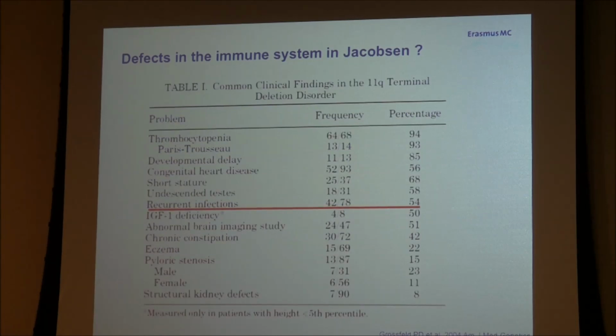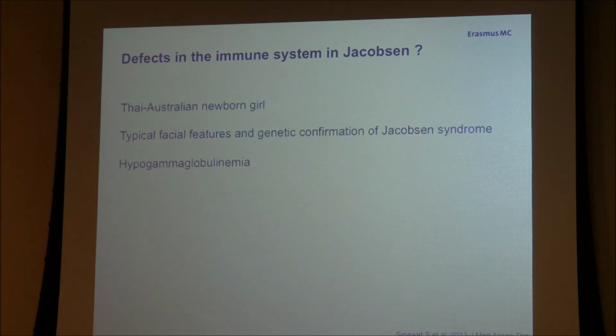And if you go back in literature, an example of a table from a publication by Paul. In 2004, it was demonstrated that indeed in 78 patients analyzed, 42 of the patients had recurrent infections. So a majority of patients with Jacobsen syndrome seem to have recurrent respiratory tract infections.